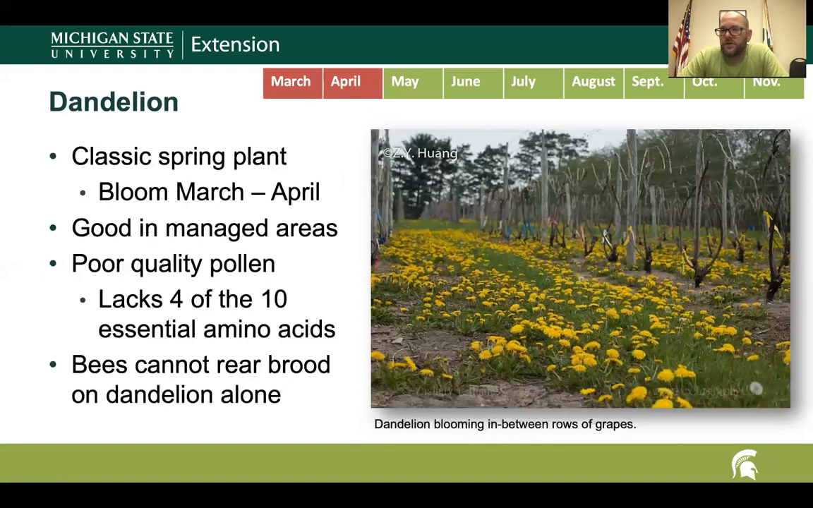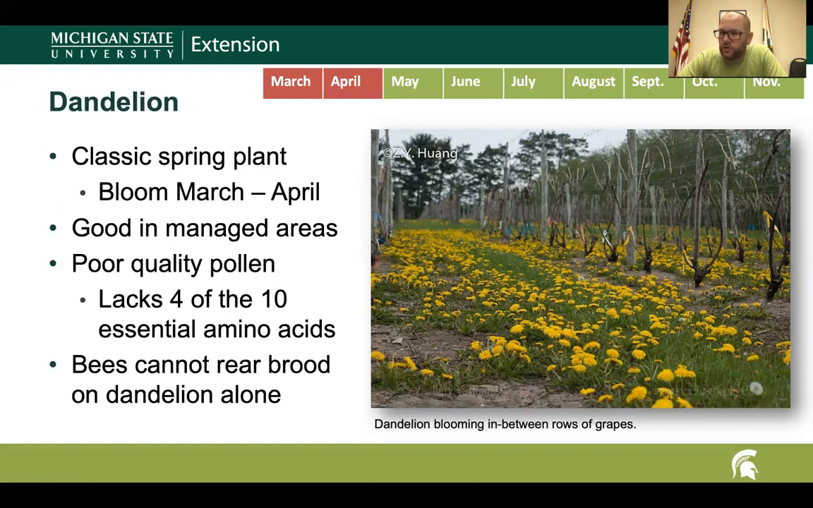Dandelion. So dandelion is a classic spring plant. It's generally when we start hearing beekeepers start talking about their beekeeping season and things getting going, dandelions are usually the first thing that we hear people talking about. Lots of people won't mow their yards, myself included, because it is an early season forage that's available, and it tends to be pretty numerous in a lot of areas. So it is a pretty important plant in that respect.